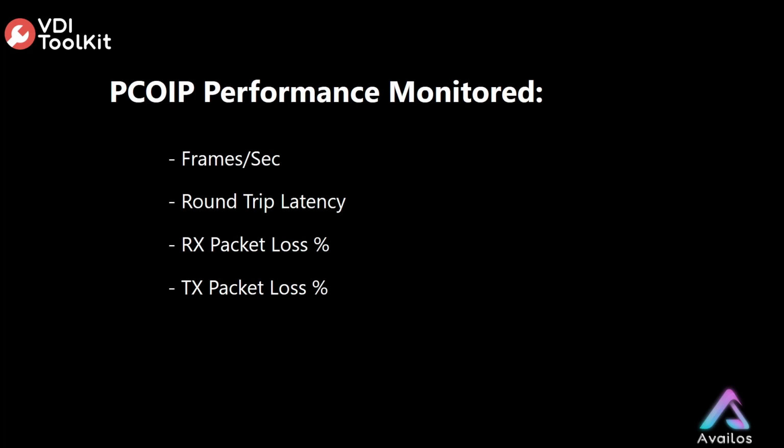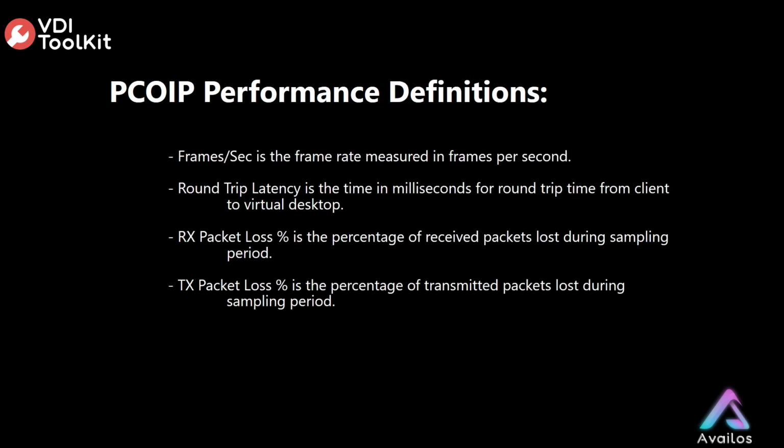Now let's talk about PCoIP performance metrics monitored. So we have frames per second, round trip latency, RX packet loss percentage, TX packet loss percentage. So frames per second, again, is the frame rate measured in the frames per second. Round trip latency is the time in milliseconds for round trip time from client to the virtual desktop.